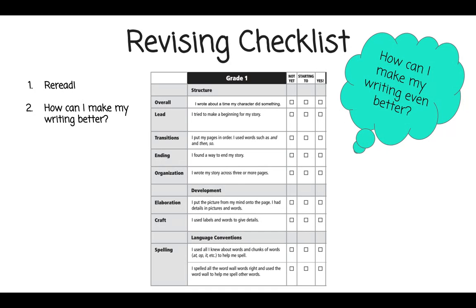When we revise, we can use this revising checklist. The first thing we need to do with our books is reread so that we can refresh our memory for what we've already worked on. Then we ask ourselves, how can I make my writing even better? This is a checklist that you can use and should look familiar from the first time that we revised.